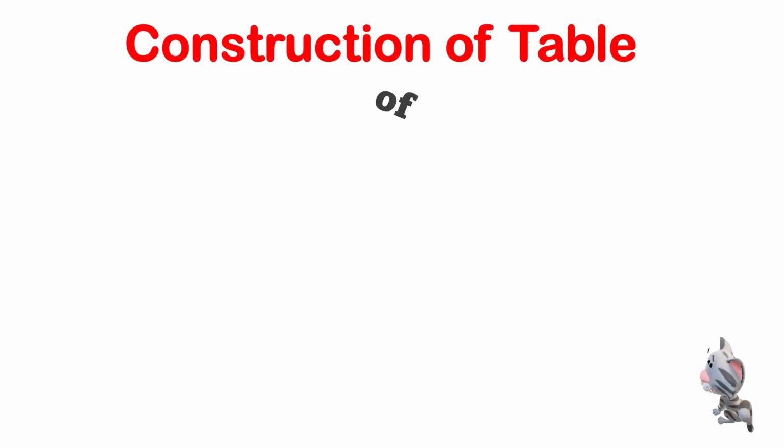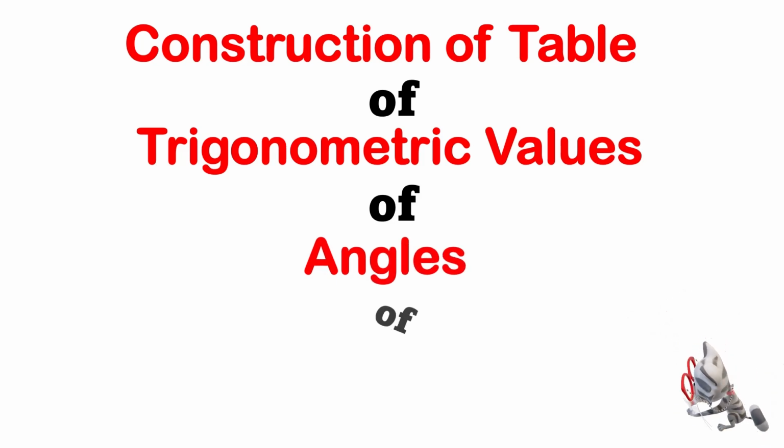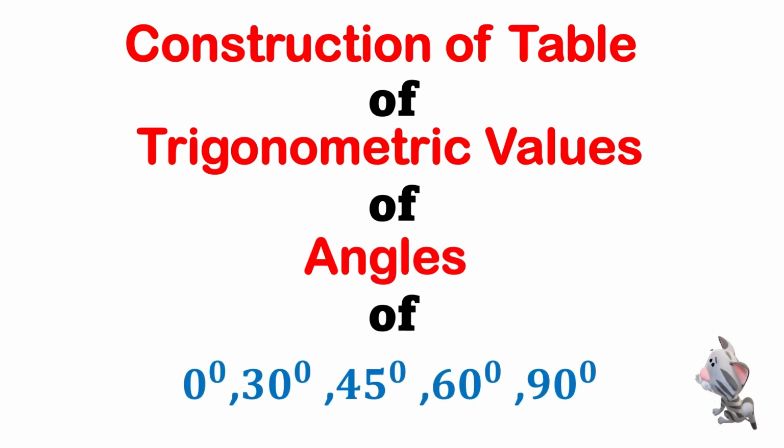In this video, we give a very simple technique for the construction of a table of trigonometric values of angles of 0 degree, 30 degree, 45 degree, 60 degree and 90 degree. You can find the trigonometric values of these angles in no time when you don't have the calculator. Let's construct the table of values.